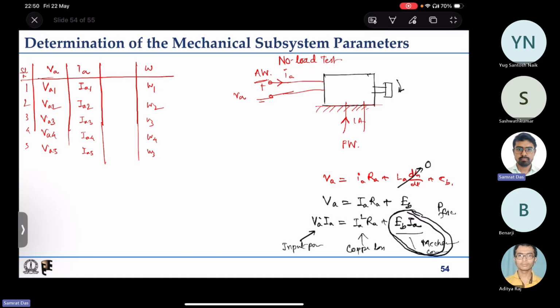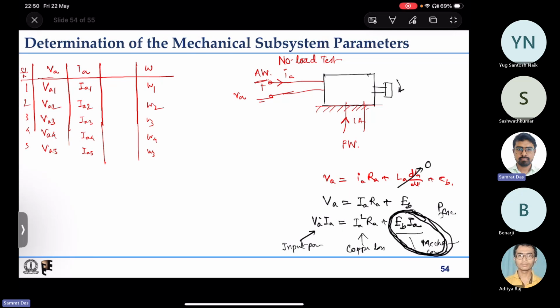For all these cases, Sir, how can we calculate this? You are saying that EB into IA is the complete loss due to mechanical, right? Yes, it will be the complete one. If the motor were driving some load, this would be the complete mechanical power that is converted from electrical to mechanical.